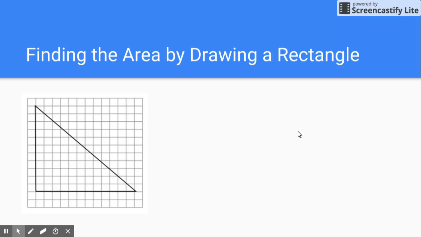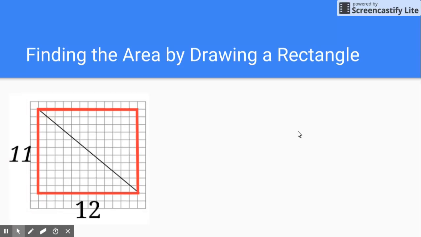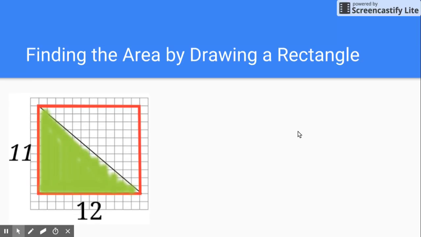We started off with finding the area of a triangle by counting the squares. We found it to be a little difficult and frustrating because you had little bits and pieces of squares. You had to put them together and figure out where they went. So then we tried drawing a rectangle around the triangle. We knew how to find the area of the rectangle by knowing the length and the width. So in this case, it's 11 and 12. The triangle makes up half of the inside of this rectangle.